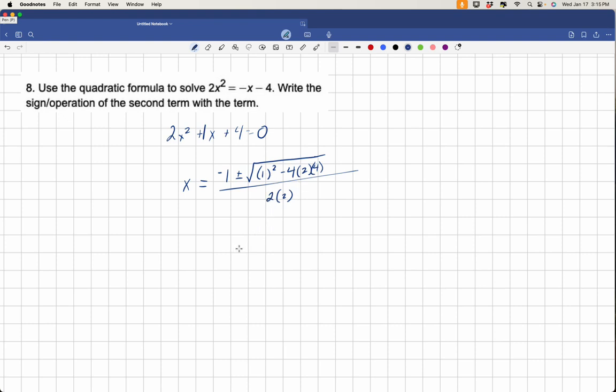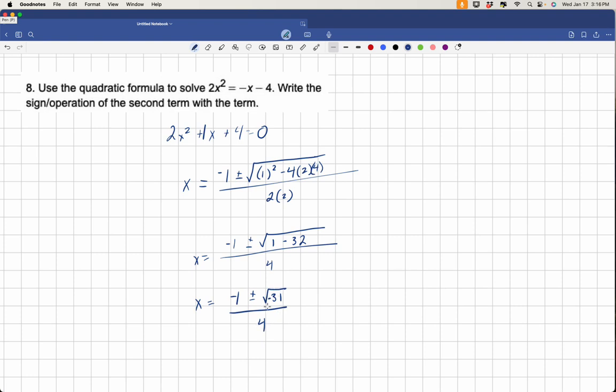So now we can solve. So we've got negative 1 plus or minus the square root of 1, and this is negative 4 times 2 is negative 8. Negative 8 times 4 is going to be negative 32, over 4. So that gives me negative 1 plus or minus the square root of negative 31, all over 4.